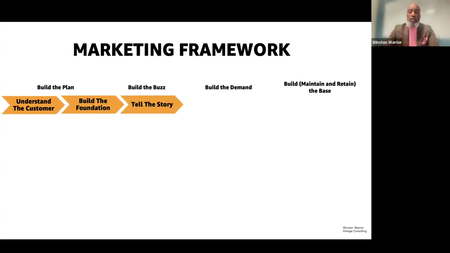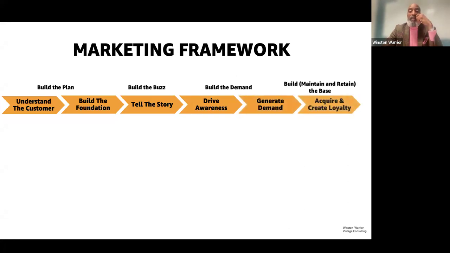Why should I do whatever it is you want me to do? Why should I patronize your business? Why versus the competitor, right? Drive awareness, understanding. People know, oh yes, this business does this. I should think about them. Generate the demand, and then finally acquire and create loyalty.